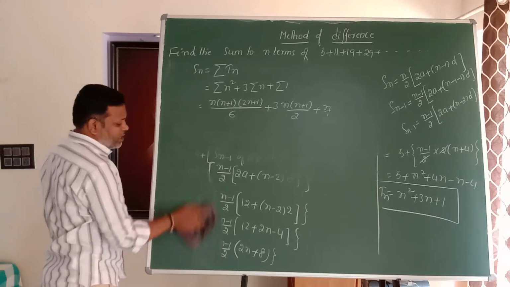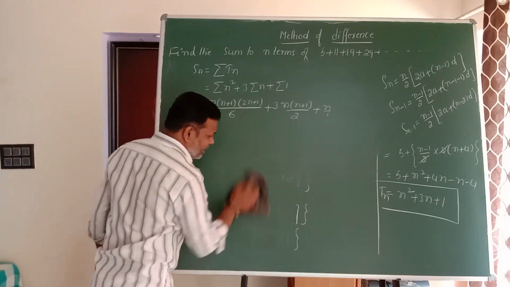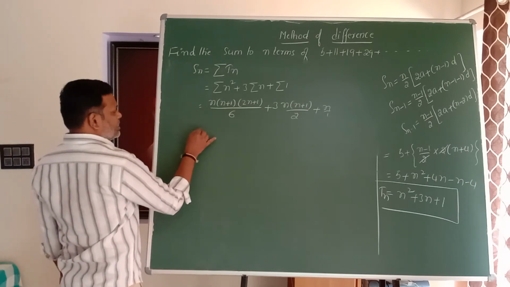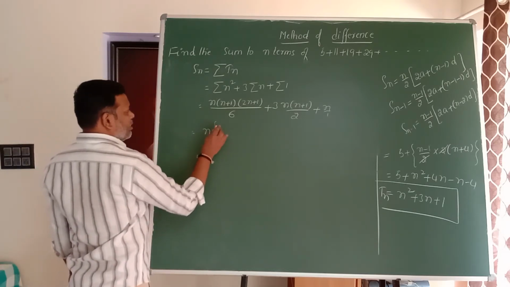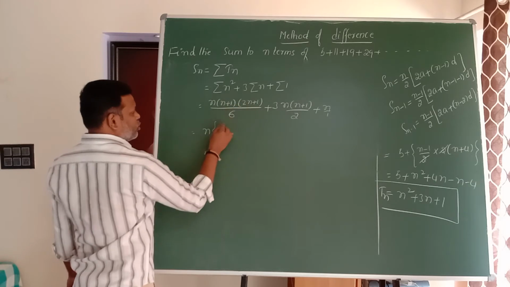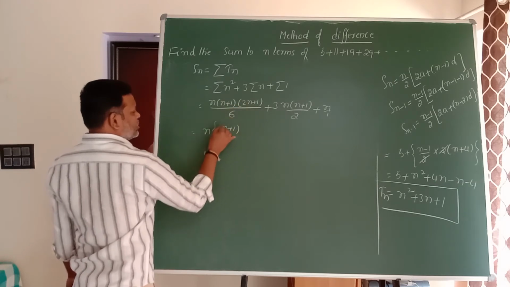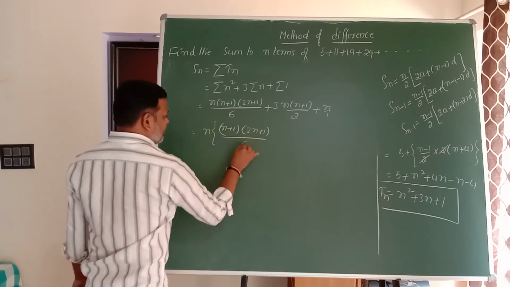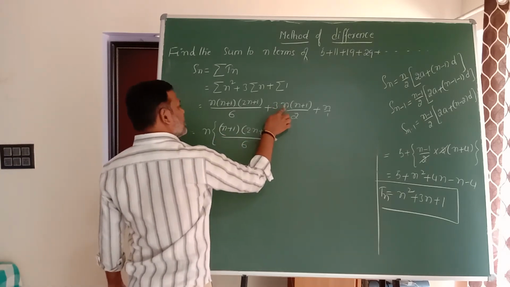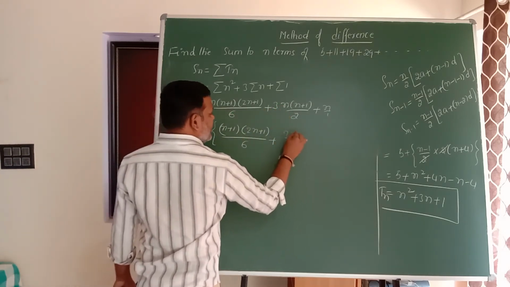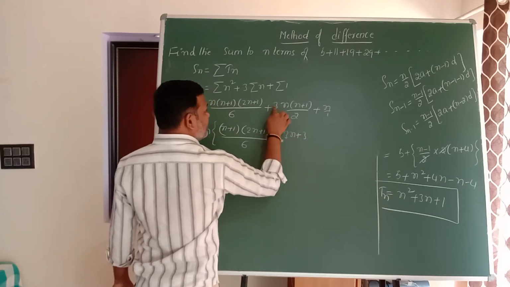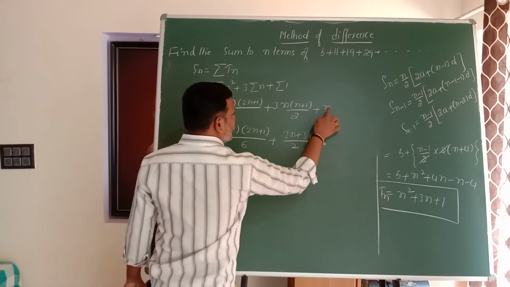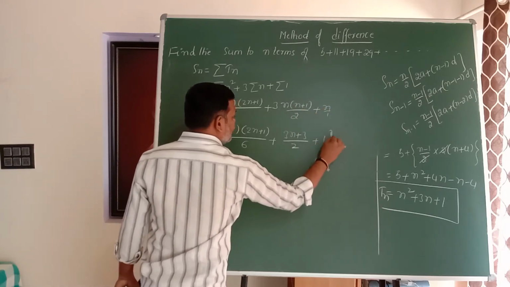We can take n as common from all the 3 terms. Can we take? Yes. Okay, now how to do here? This becomes n, we can take common. Remaining thing is (n plus 1) into (2n plus 1) divided by 6. Plus here we have taken n as common. Remaining thing is 3n plus 3, just multiplying, (3n plus 3) divided by 2 plus what? n we have taken, we have only 1.